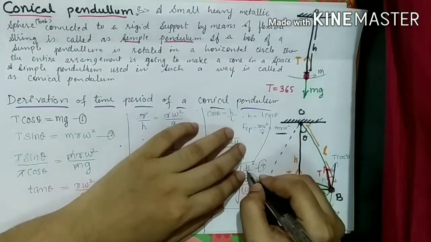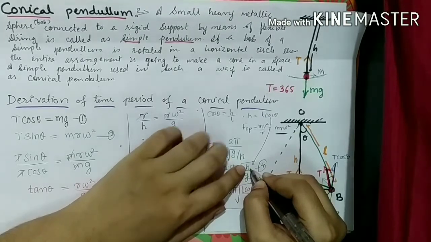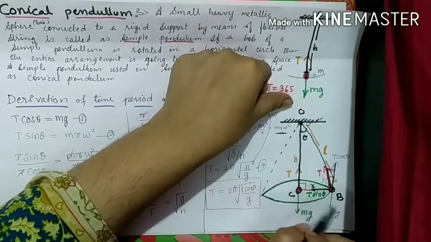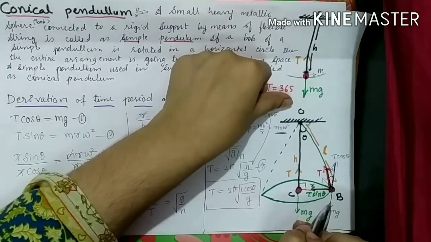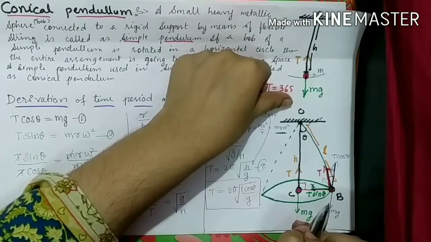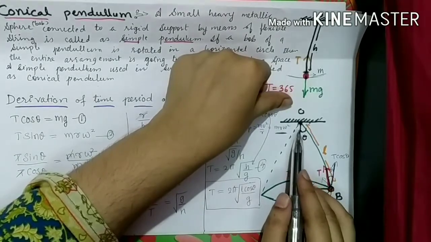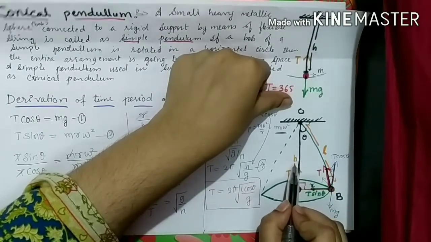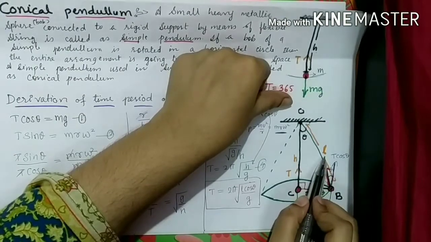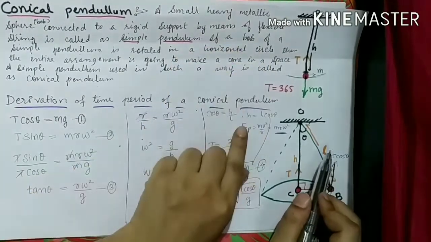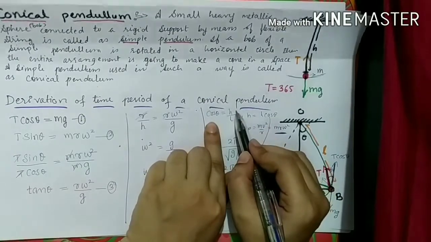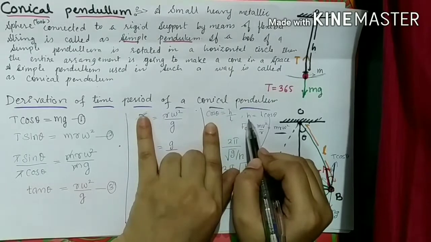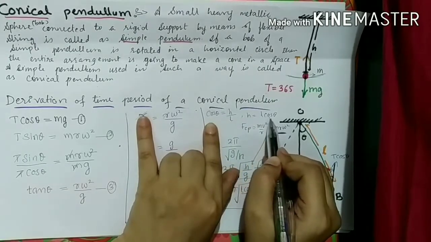Now how to write down this formula h in terms of L? See here, from the same triangle OCB, let us find out the value of cos theta. Cos theta is adjacent side upon hypotenuse. What is the adjacent side? h. What is the hypotenuse? L. So we all know that cos theta is equal to h upon L. Then from this equation I can write h is equal to L cos theta.